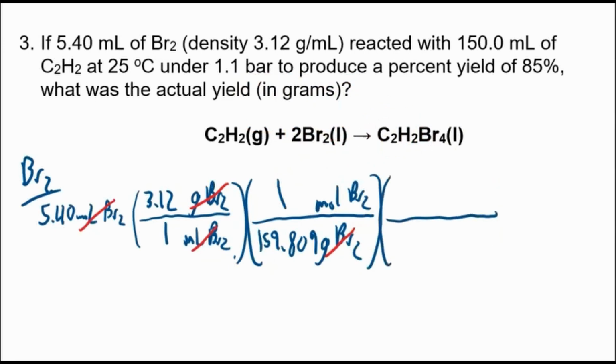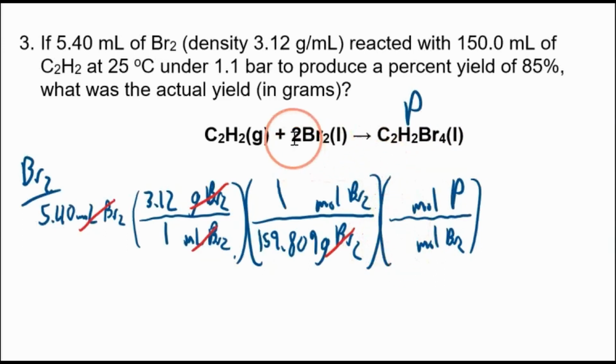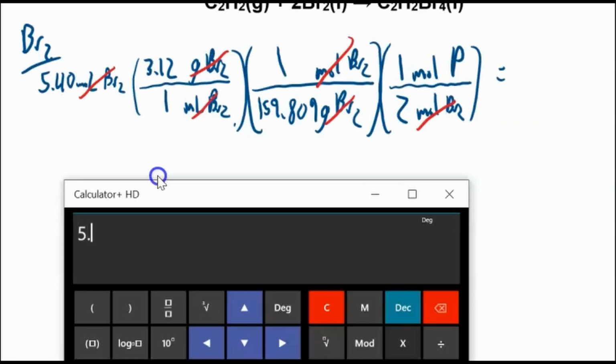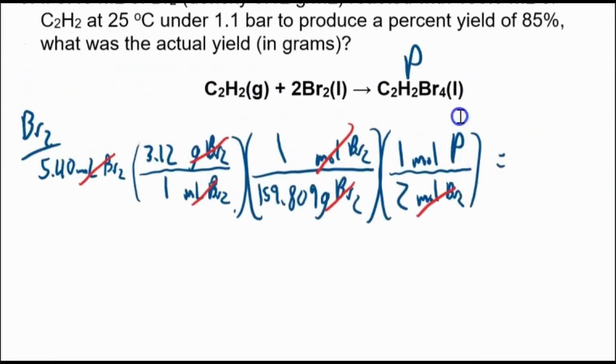Maybe I'll make it a little bit smaller, just to save space. We want moles of Br2 to cancel out, and we want moles of this product. I'm just going to call this P for product, if that's okay, just to save space. For every 2 moles of Br2 that react, we make 1 mole of product. So there's 1 mole of product for every 2 moles of Br2. Moles of Br2 will cancel out. That'll give us moles of product, but we want grams of product, right?